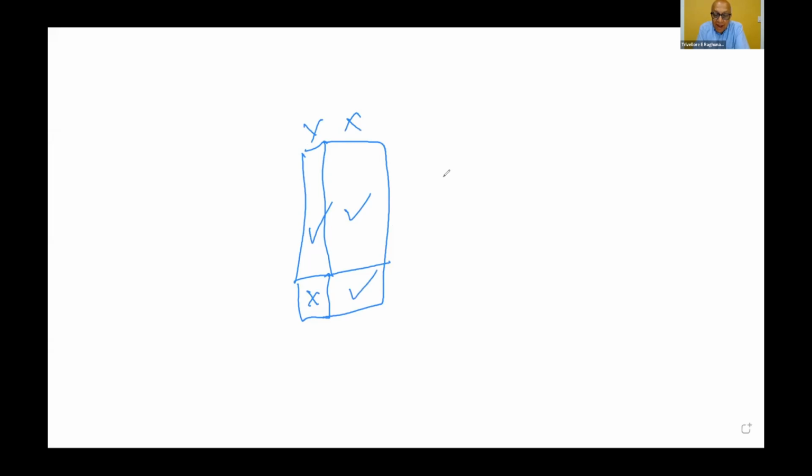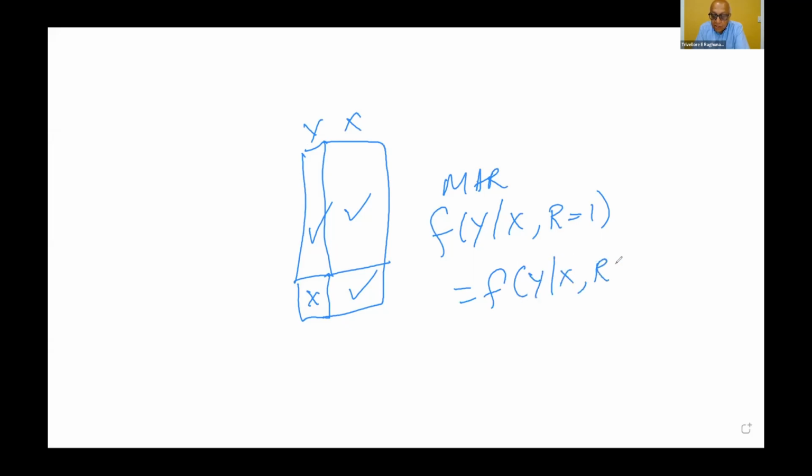Now, under the missing at random assumption, f of y given x for a respondent is exactly the same as f of y given x for the non-respondent. Therefore, these people don't have any information about the regression relationship between y and x. So the entire regression relationship between y and x is coming from the respondents. In this case, you can do a complete case analysis that is valid under the missing at random assumption.